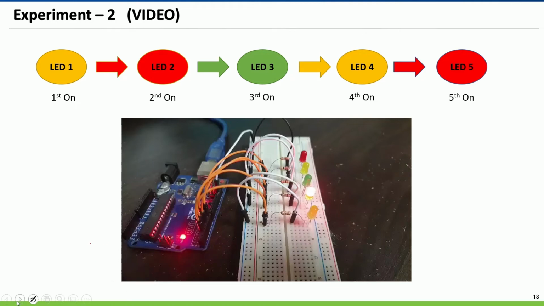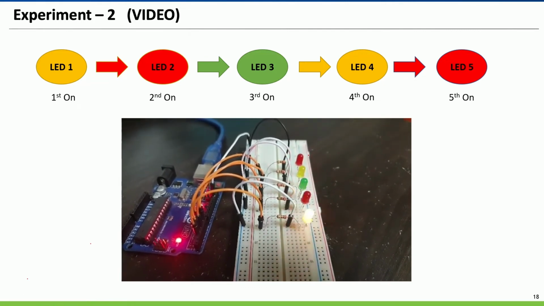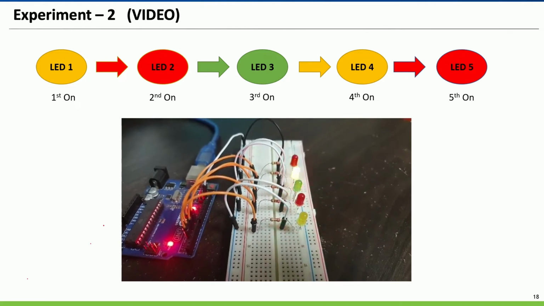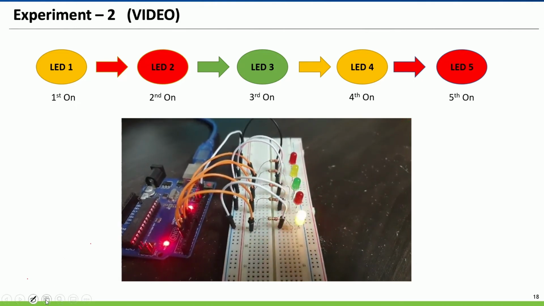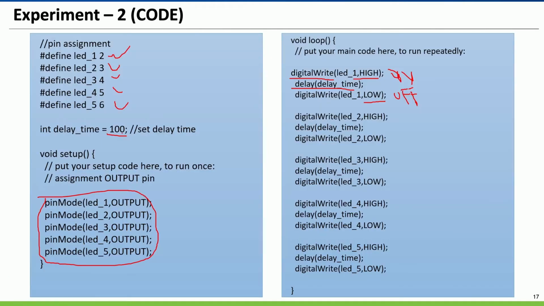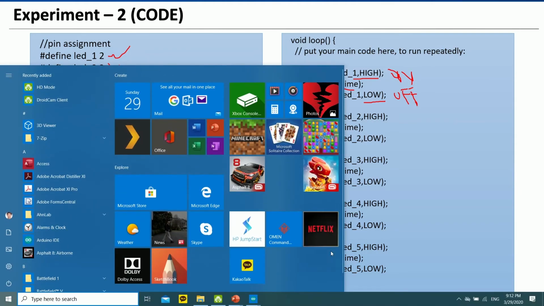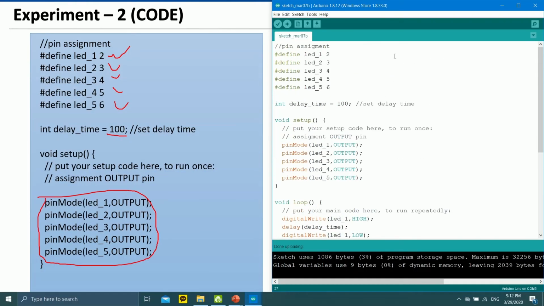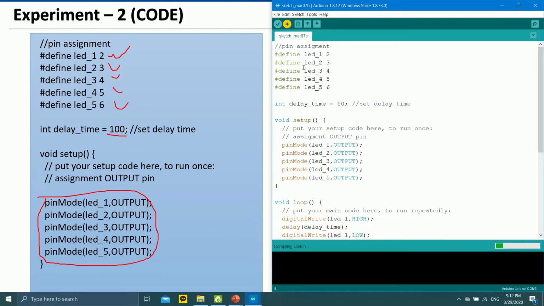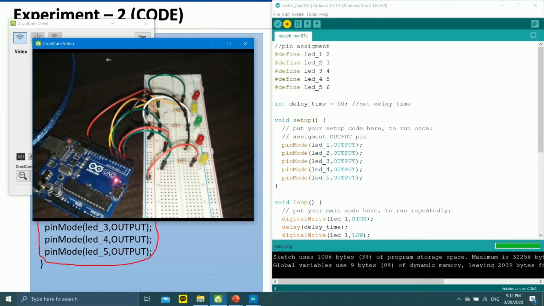This one is the video I already showed you. If you change the delay to be faster, maybe. Oh, wait, check a minute. The delay of 100 in my program is 100. If you change the delay to 50, it will be faster. Something like this.